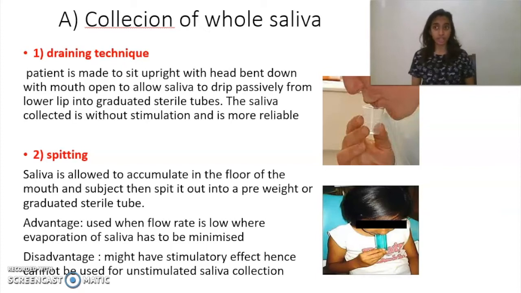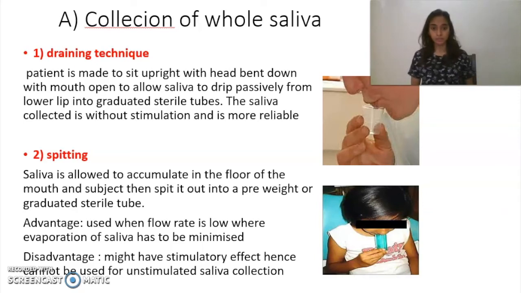So here the patient is made to sit upright with the head tilted forward, and the saliva is allowed to drip passively into a sterile tube. Since there is no stimulation involved, this technique is considered to be more reliable. The next technique is called the spitting technique.